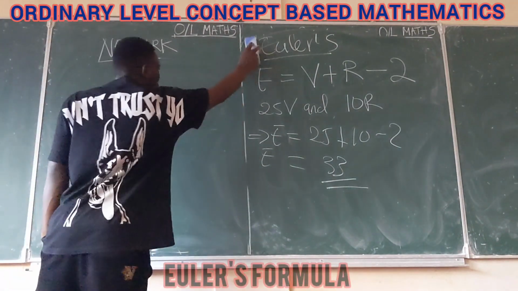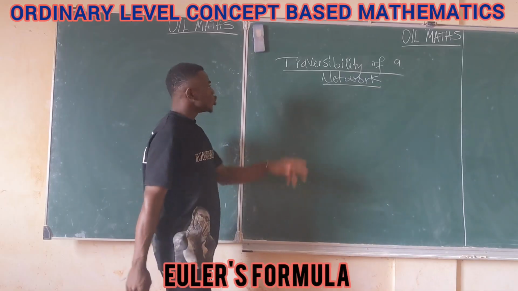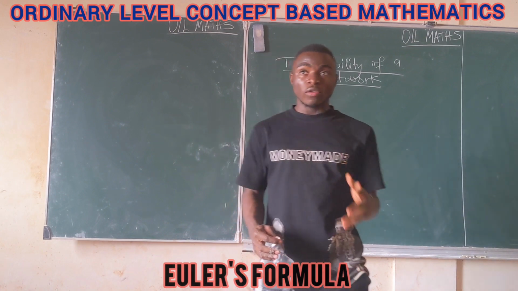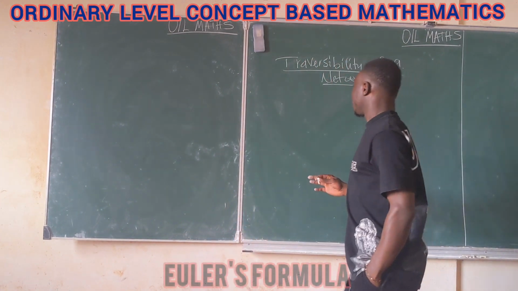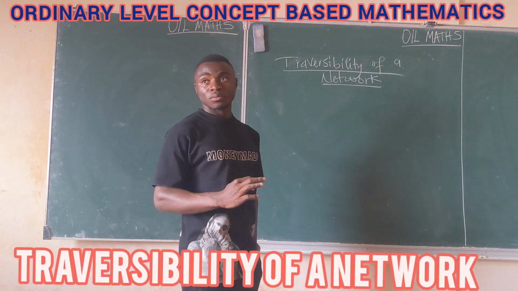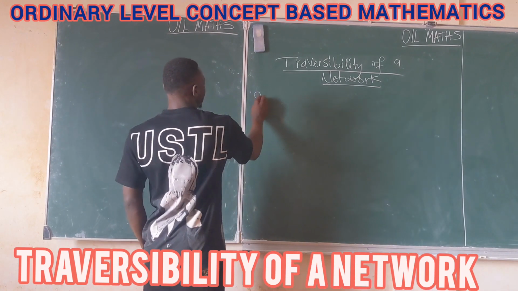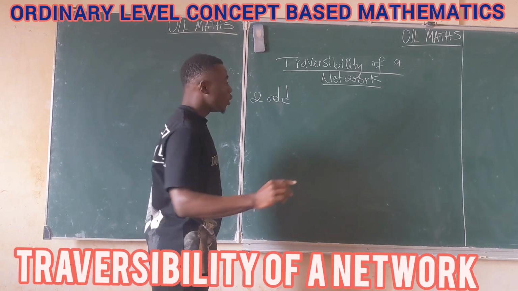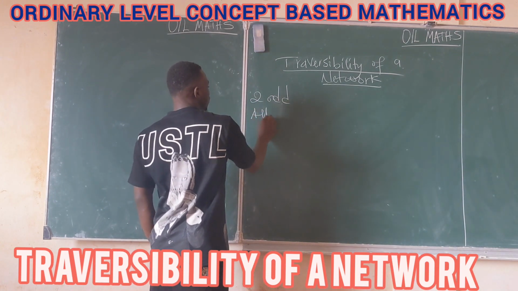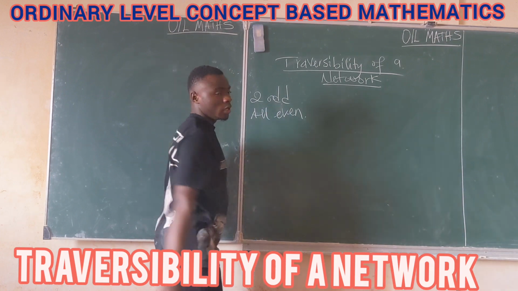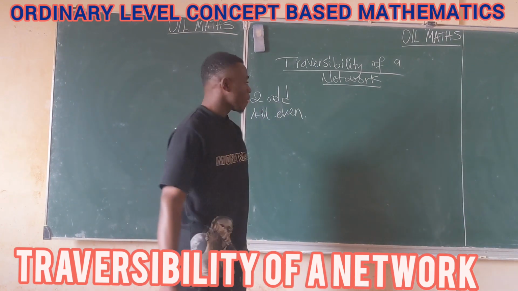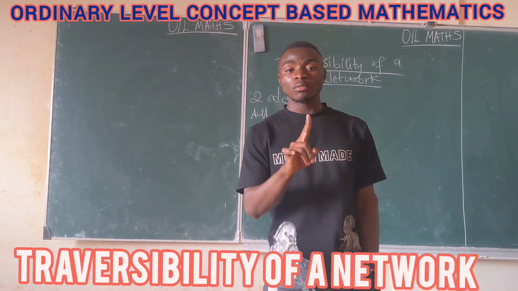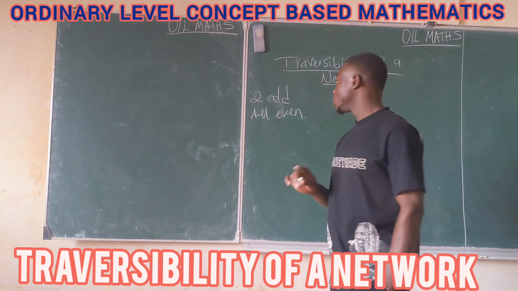At this point, we are going to look at the principle. Now we are going to continue with the traversability of a network. How do we know if a network is traversable or not? For a network to be traversable, it must have 2 odd nodes, or all the nodes should be even. Okay? But if it has more than 2 odd nodes, it becomes non-traversable.